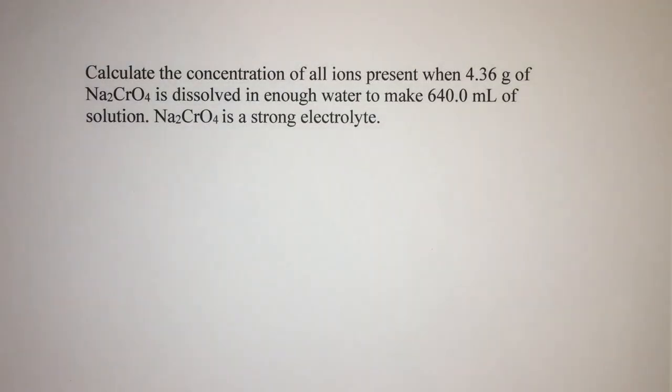So in this video, we're going to calculate the concentration, or molarity, of all the ions present when 4.36 grams of sodium chromate is dissolved in enough water to make a 640 milliliter solution. Sodium chromate is a strong electrolyte, so what that means is that we expect 100% dissociation or complete dissociation. Now, a little bit different than what we've done before. Here we want to calculate the concentration of just the ions, not the compound.